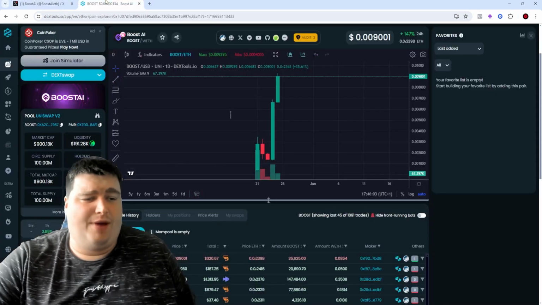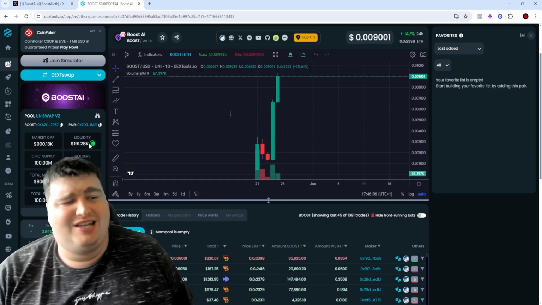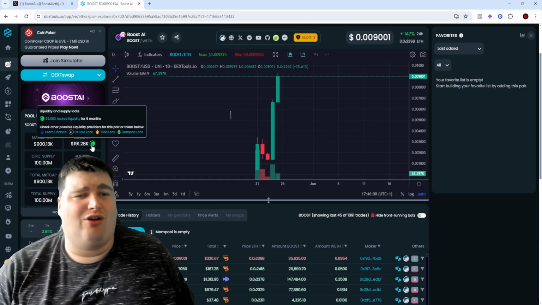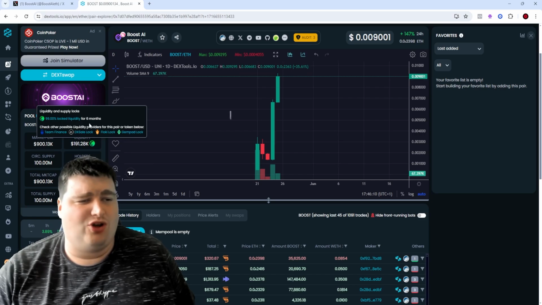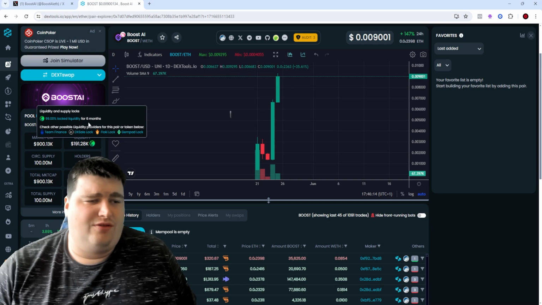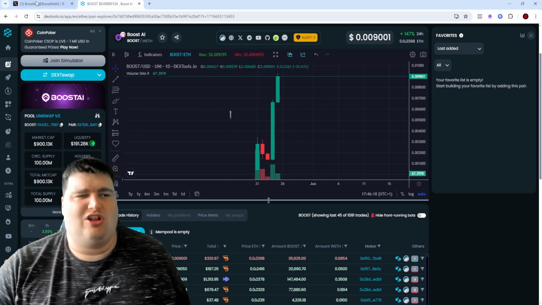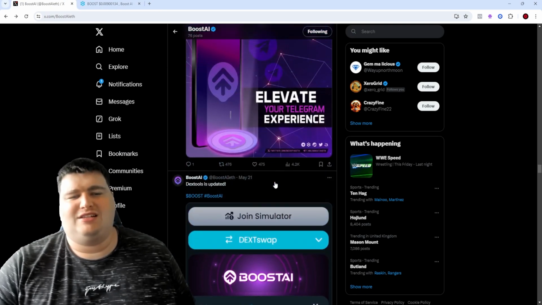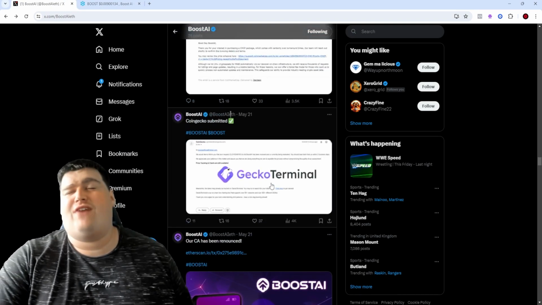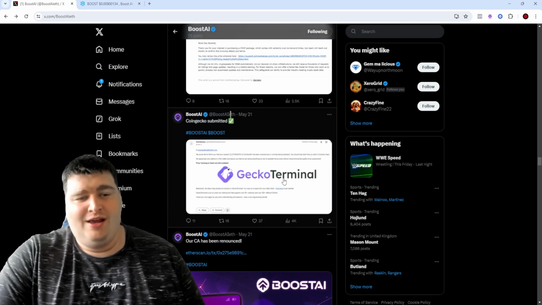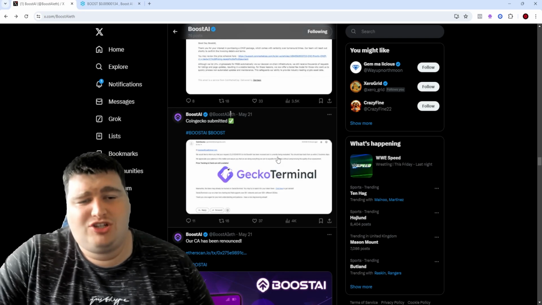Liquidity locked at the current moment is $191,000, ladies and gentlemen. That is beautiful. It's on Unicrypt by the looks of things. And 99% locked liquidity for 6 months, with $191,000 locked up, is absolutely fantastic, and gives investors a little bit of peace of mind, right? And that is so important.